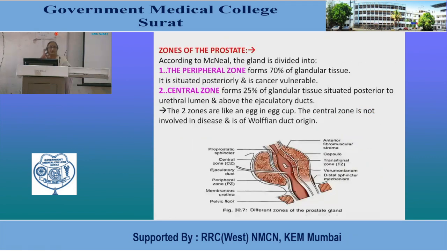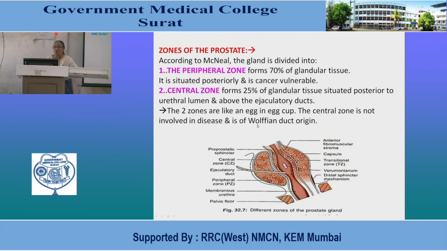Now the prostate gland has different zones. The zones of the prostate gland according to McNeal: the gland is divided into the peripheral zone, the central zone, and the transitional zone. Now the peripheral zone, here you can see in the given diagram. On the left lower side is the peripheral zone, which forms 70% of the entire glandular tissue. It is situated posteriorly and is cancer vulnerable, so cancer is more prone to arise there.